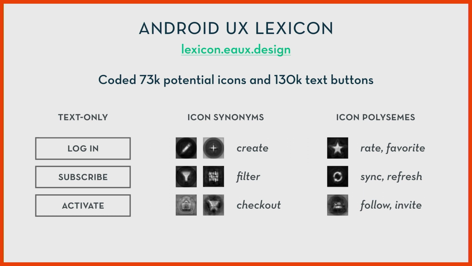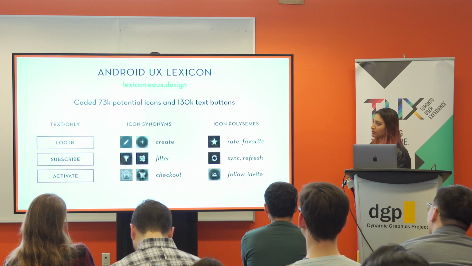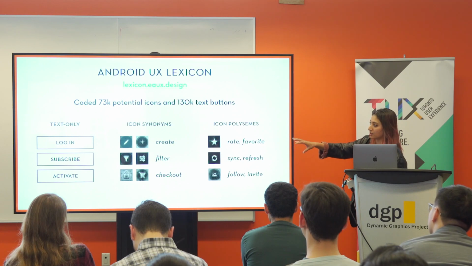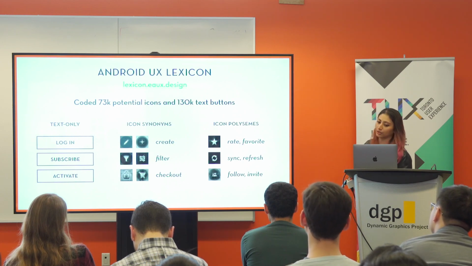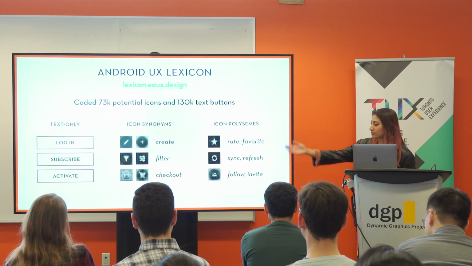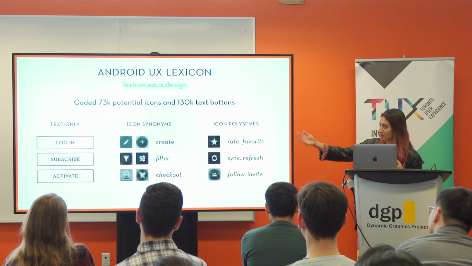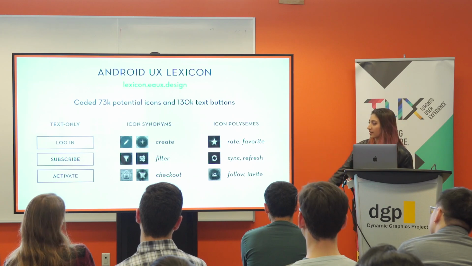But basically we coded 73,000 potential icons in this data set, because really if you're trying to understand semantics or actions that people can take on apps, that's coded a lot in the icons. It's also coded in text buttons. So we really wanted to understand what are those common actions that are shared across apps. And so we found things like some actions are text only, so things like login, subscribe, activate, usually you only see that in a text format.